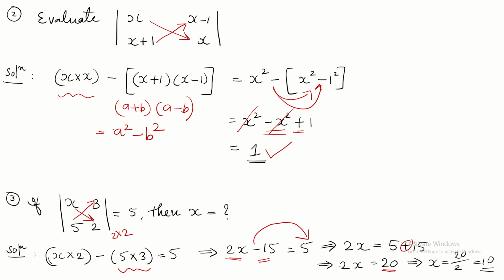The left side you are having 2 into x, 2x. How will I get the value of x? It is multiplied by 2, isn't it? So this 2 you have to take to the right side. Multiplied by 2, when it comes to the right side, it will be division. So 20 by 2 is equal to 10. So the answer for x is 10.